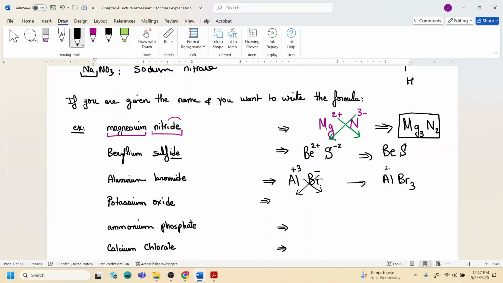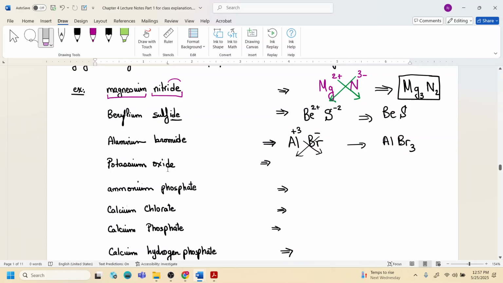Double check. The Al is a 3 plus, and the Br is negative. So 3 plus and 3 minus balance each other. Okay, let's take out the charges in there. And this is the formula. The formula is without the charges. You don't have to show any charges, but you have to show the right number of atoms for the metal and for the non-metal.